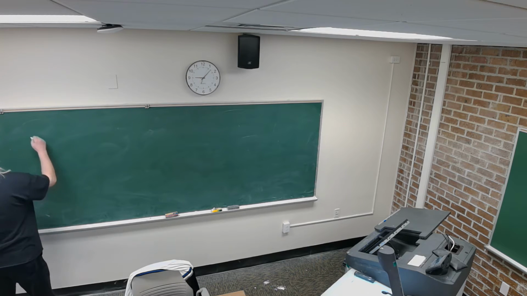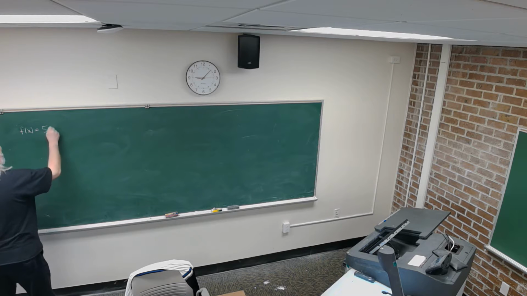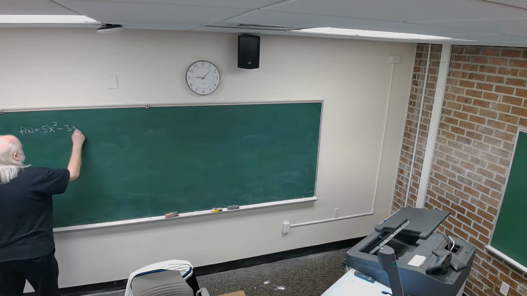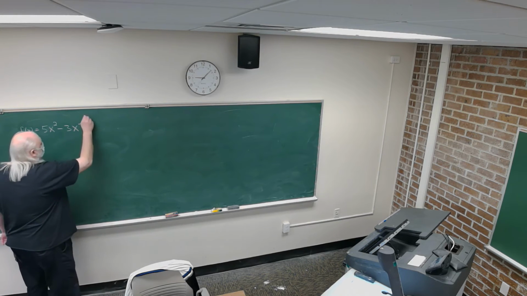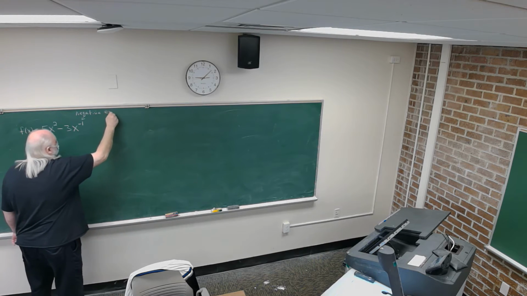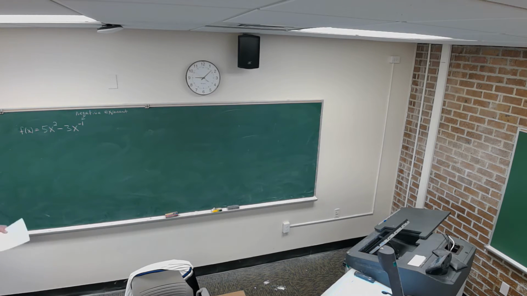So some examples of functions that are not polynomial functions: f of x equals 5x squared minus 3 times x to the minus 1. Do you know why that's not a polynomial function? Yes, it's a negative exponent. This term here has a negative exponent. So this is not a polynomial function.